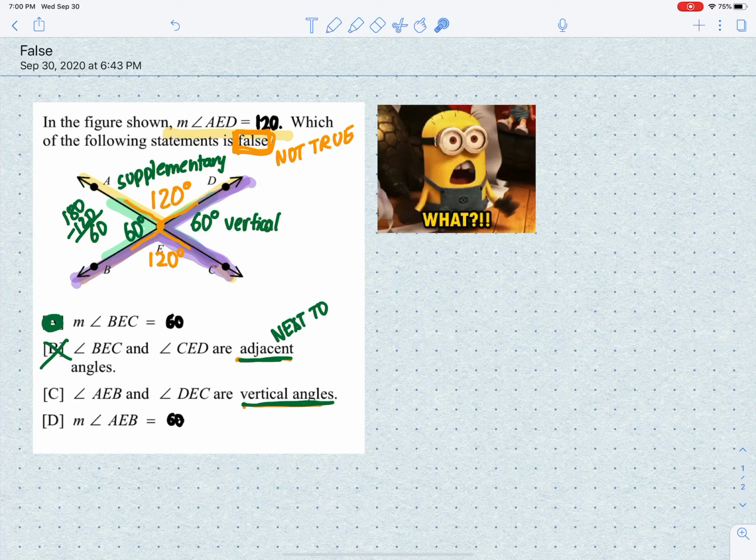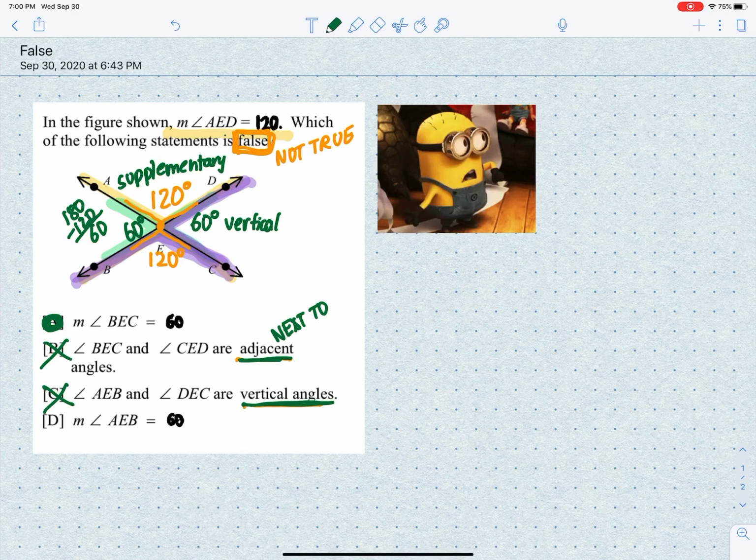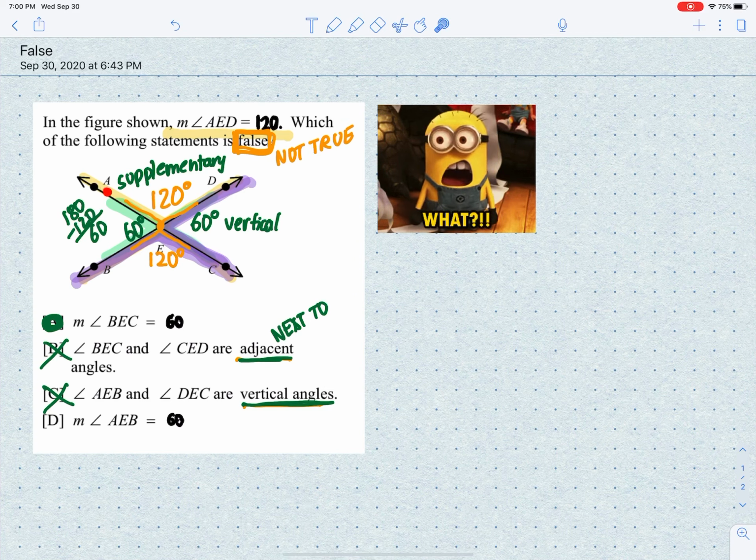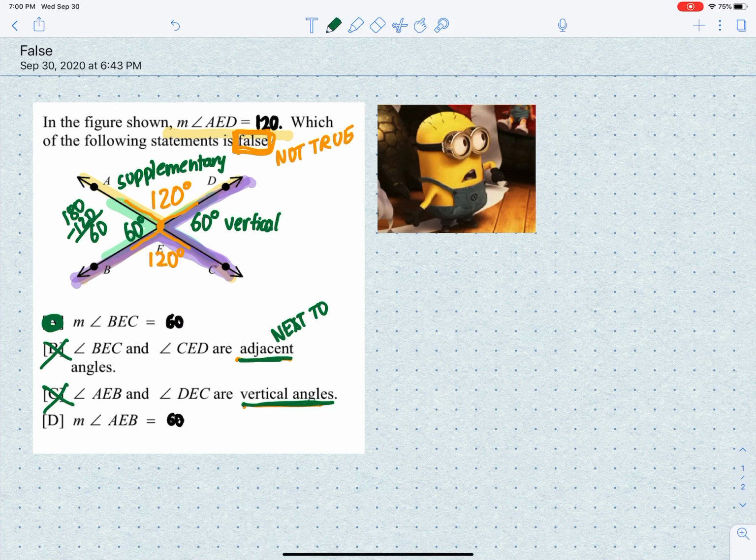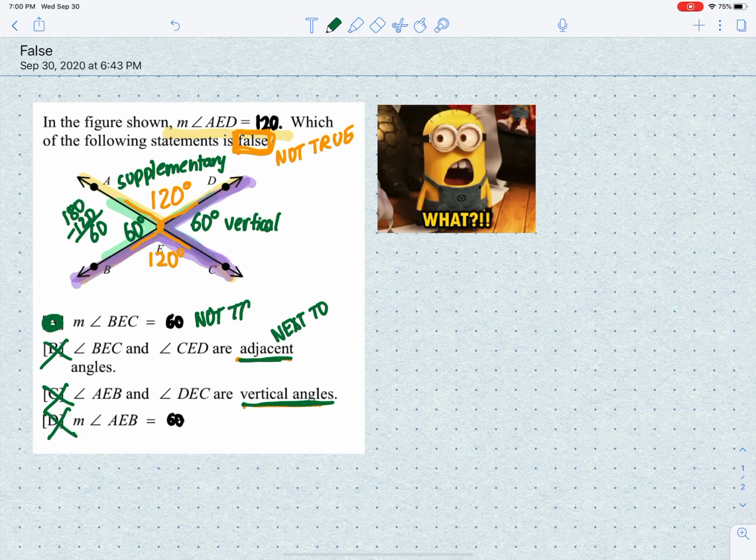Now here it says AEB and angle DEC are vertical. That's correct, but we're looking for not true. And so now it says measure of angle AEB. AEB is 60. That's correct. And so we're left with choice A, and that one was not true. Originally, I made a silly mistake. I forgot to go back to the main problem. We're looking for not true, not true.